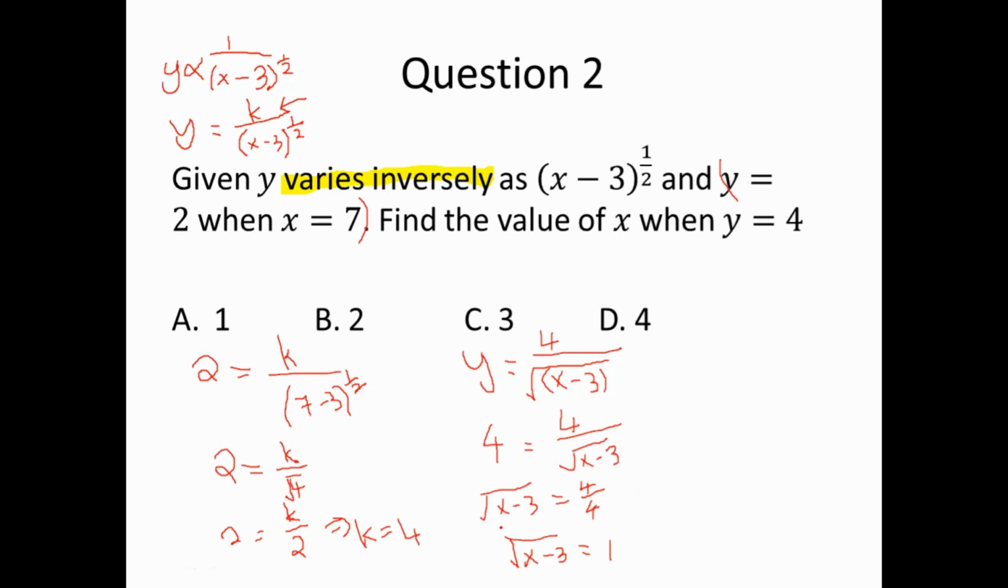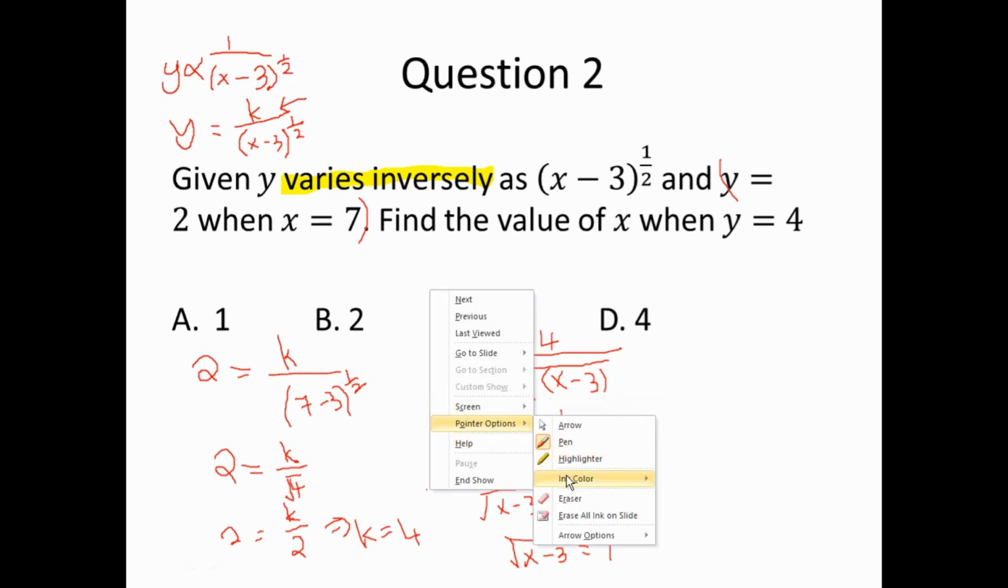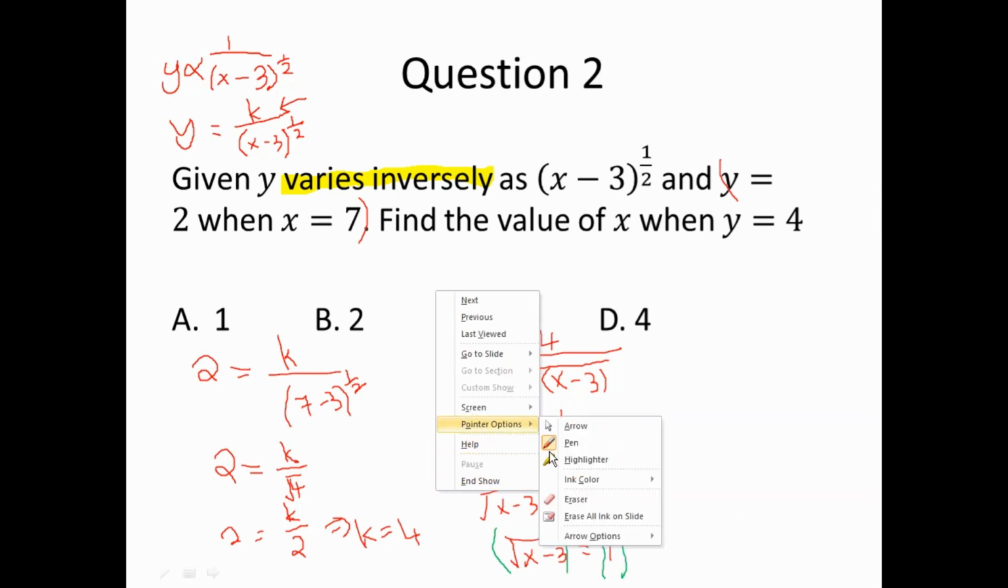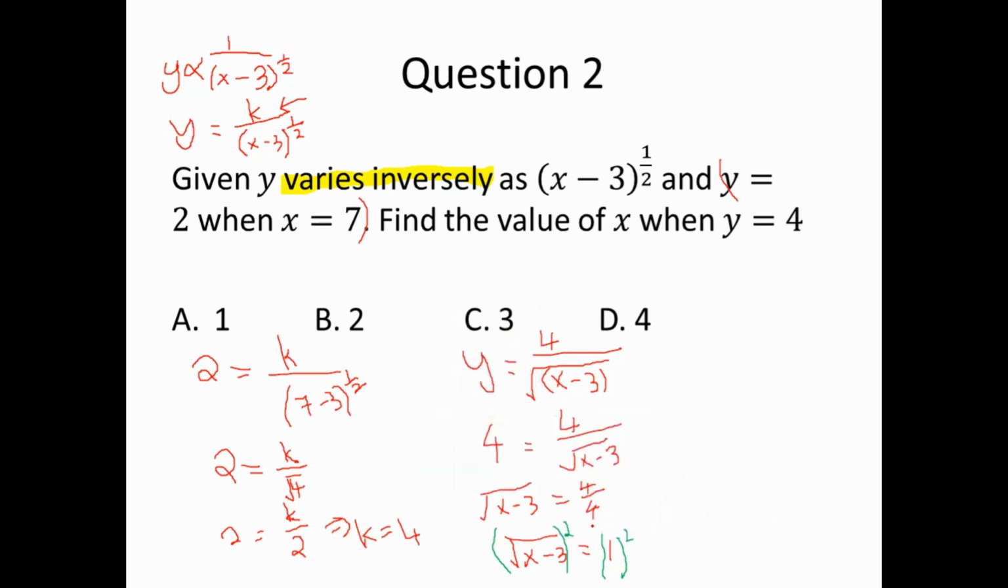Then we square both sides so that the square root will disappear. The square root and square cancel. So on the left hand side you're left with x minus 3 equals 1 squared, which is 1. So x equals 1 plus 3, which is 4. So the answer is B.